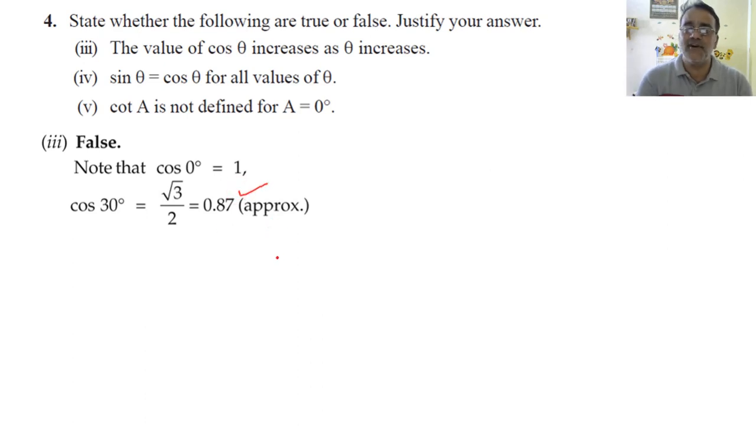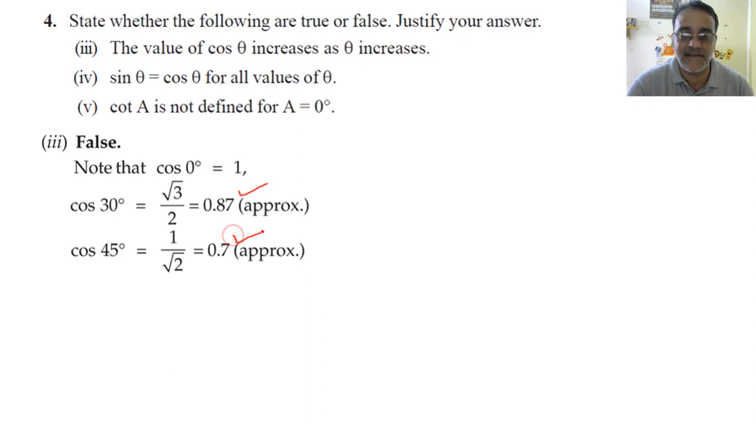What is the value of cos 45 degree? 1 by root 2, approximately 0.7. What is the value of cos 60 degree? 1 by 2, which means 0.5. What is the value of cos 90 degree?